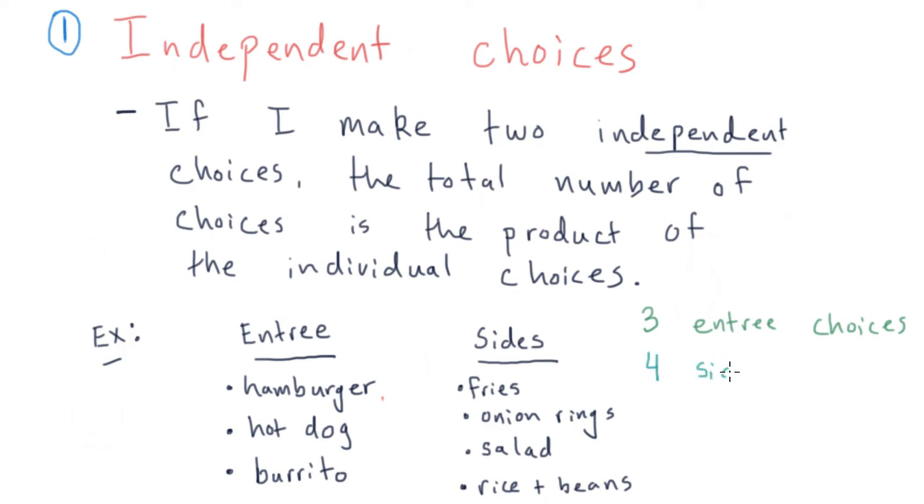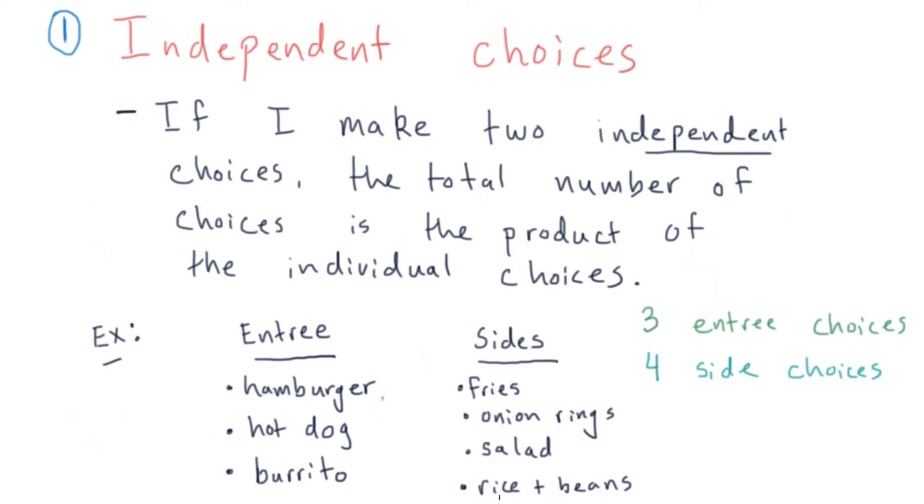And the key thing here is that the choices are independent. Okay, so what do I mean by that? Well, it means that if I pick a hamburger, I can still pick any of the sides. The choice of the entree doesn't limit the choices in any way for the sides. Okay, so how many total choices are there for meals?